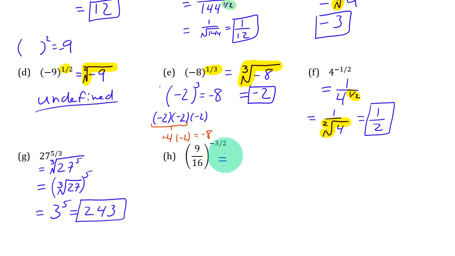Anyways, the negative exponent here, what I'm going to do is use a definition to write that as 1 over 9/16 to the power positive 3/2. Okay, so then what do you do about that? Well, I'm going to do 9 to the power 3/2 and 16 to the power 3/2.